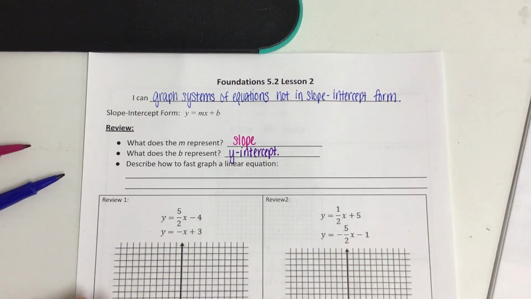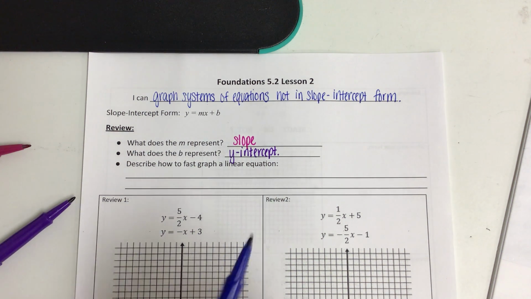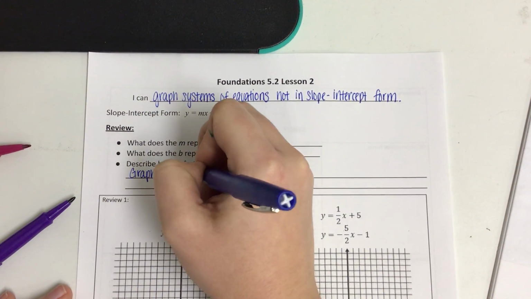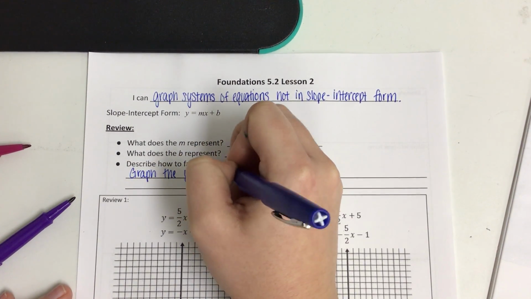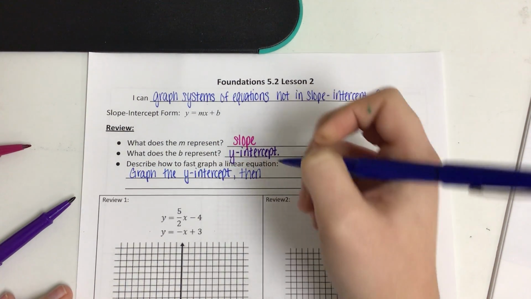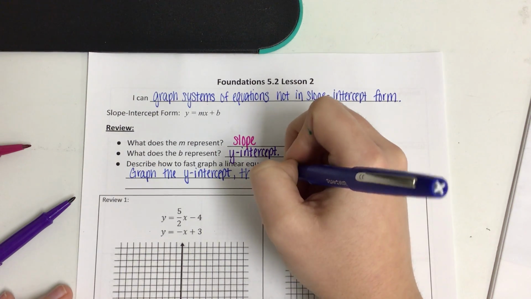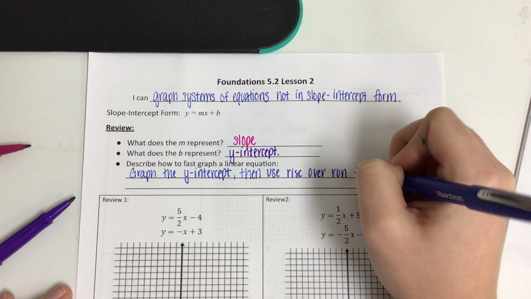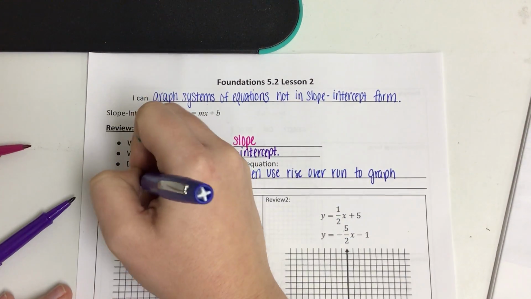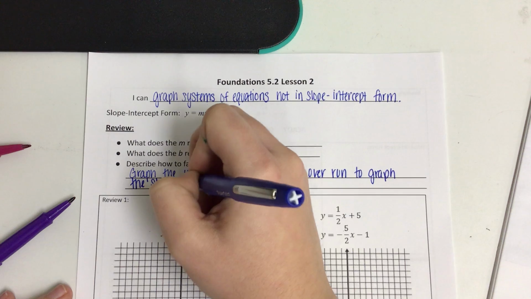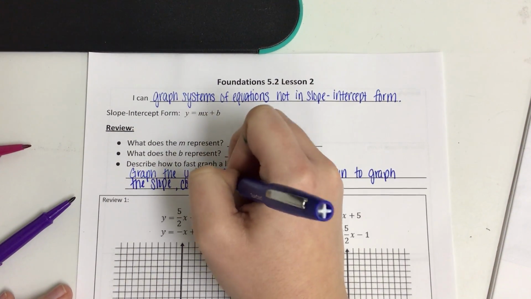So describe how to fast graph a linear equation. The first thing you're going to do is graph the y-intercept. Then we're going to use rise over run to graph the slope. Once we have these 2 points, we're going to connect the 2 points to form a line.